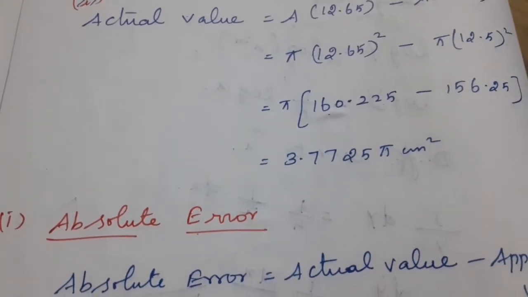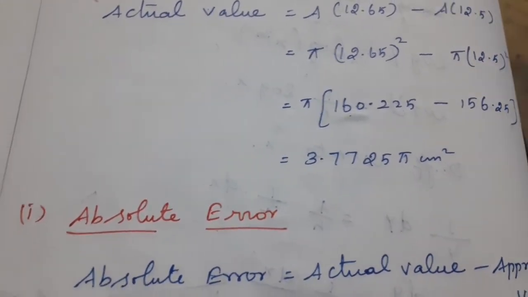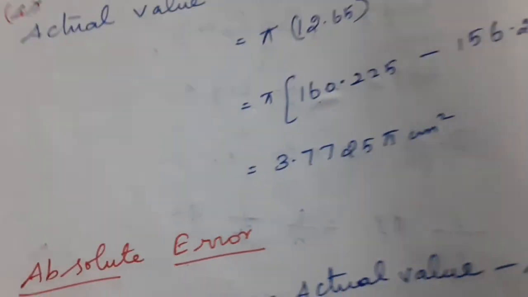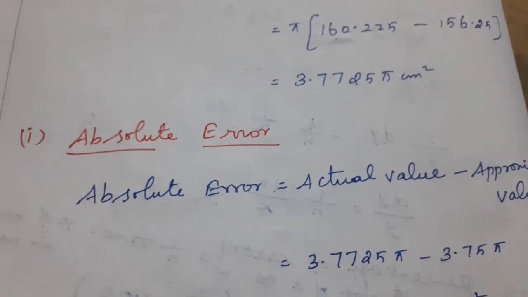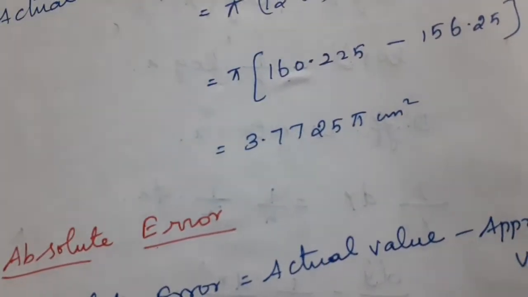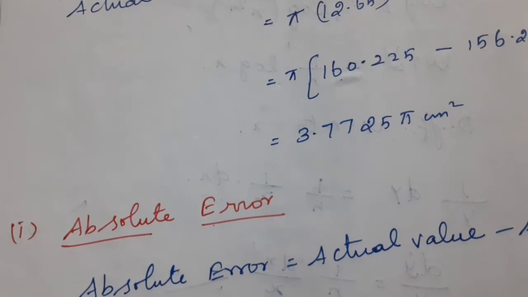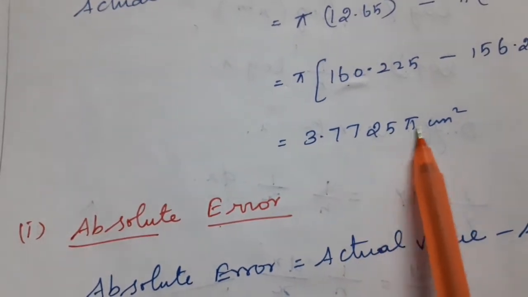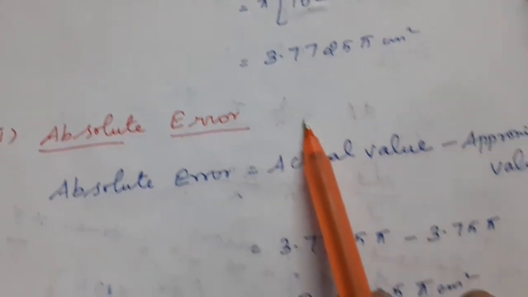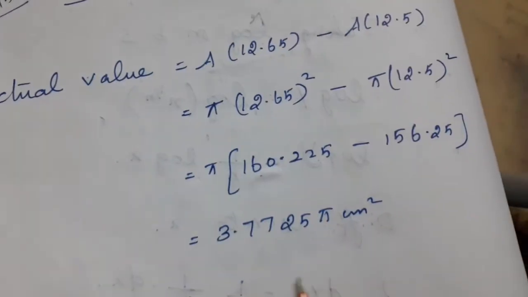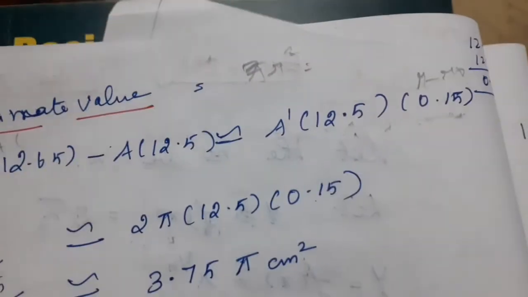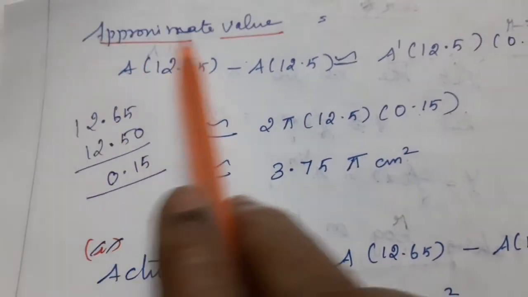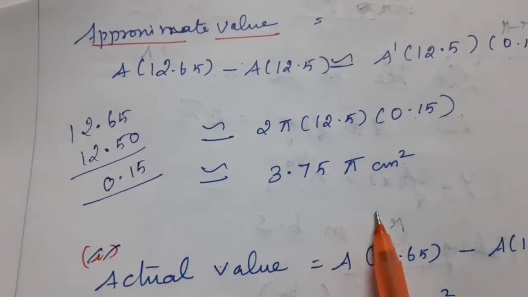Next the question asks for the absolute error, relative error, and percentage of error. The absolute error formula is actual value minus approximate value. The actual value is 3.7725 pi centimeter square, and the approximate value is 3.75 pi centimeter square.